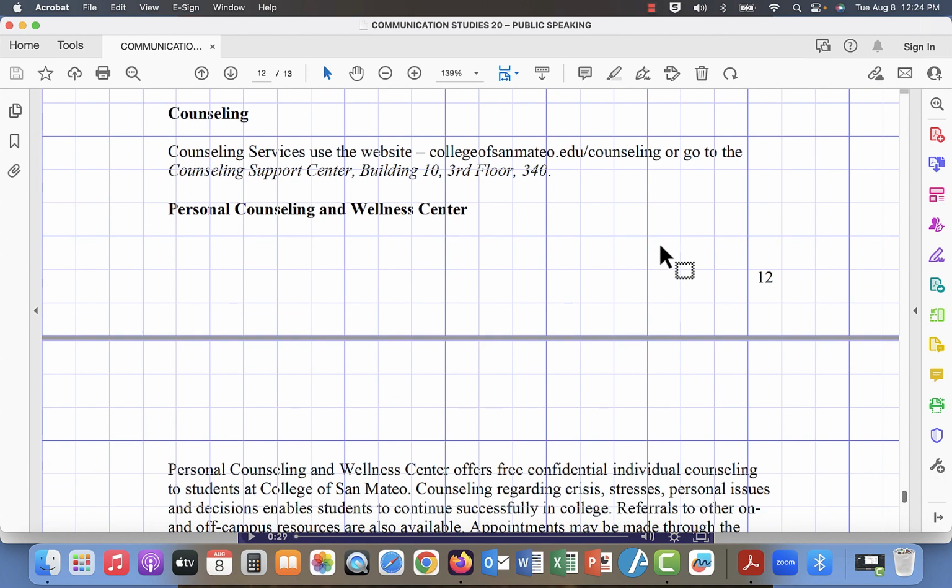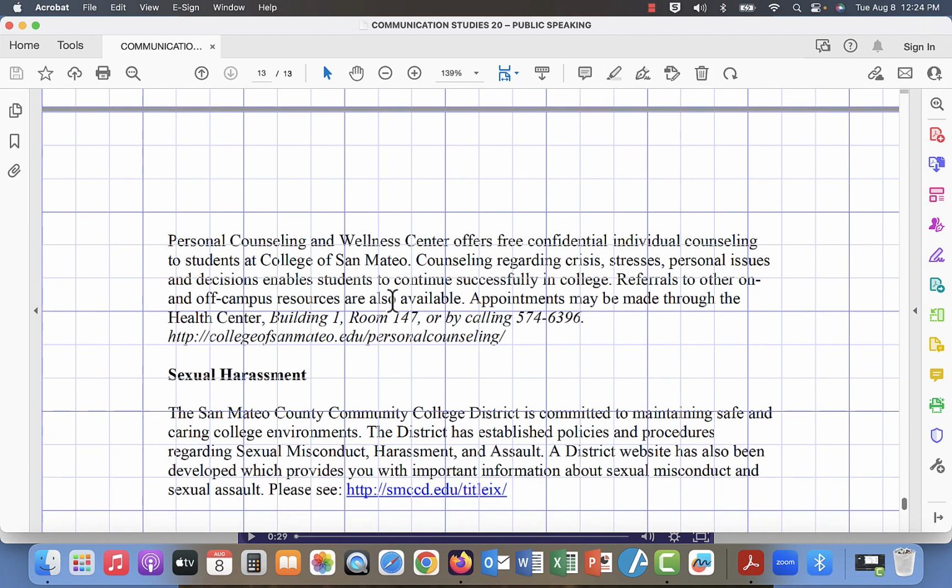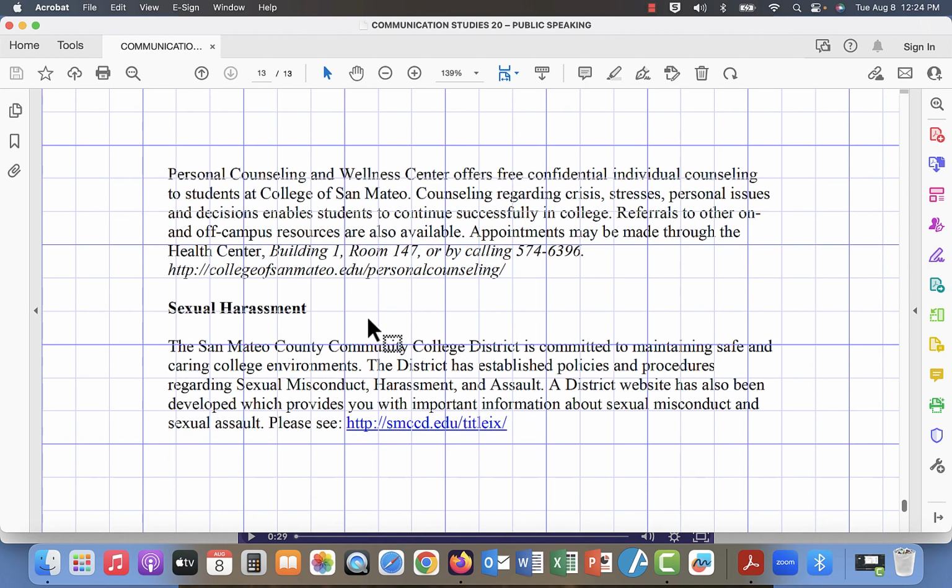Here we have counseling, and I have their contact information there. We also have the personal counseling and wellness center. I have their contact information and campus location. Something I really want to stress is that life is not easy.